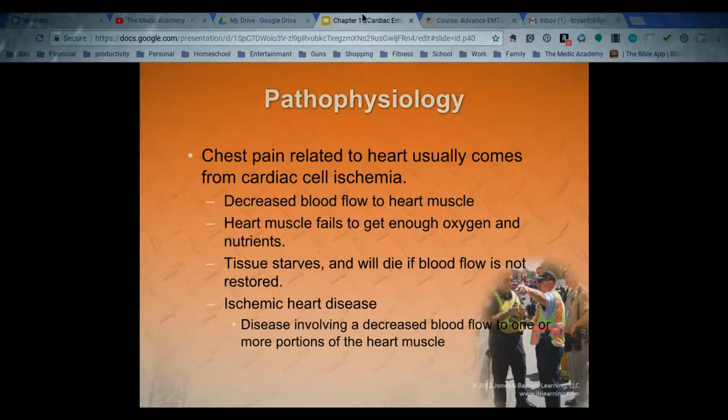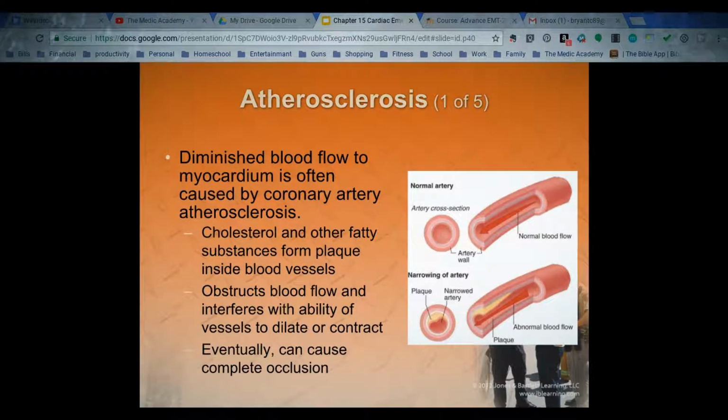Now, ischemic heart disease is a disease that involves a decreased blood flow to one or more portions of the heart muscle, and this is one of the leading causes of heart attacks. This can be due to several reasons, but one reason in particular is atherosclerosis. Now, atherosclerosis is a narrowed blood vessel due to fatty deposits or plaque.